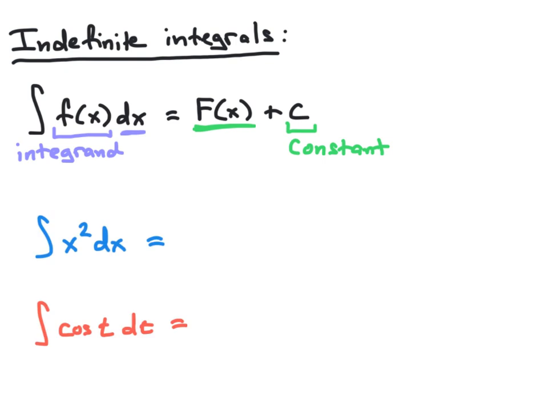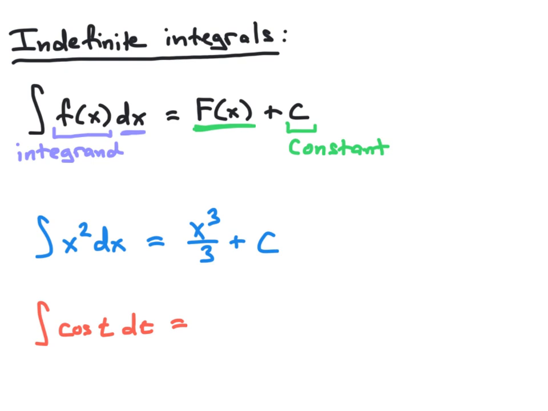So for a couple quick examples, we can consider the same two functions that we found antiderivatives for on the previous slide. If we want to find the indefinite integral of x squared dx, we simply find an antiderivative of x squared, and as we've previously seen, x cubed over 3 will work. And then we add an arbitrary constant c to that function to obtain our collection of all antiderivatives, or the indefinite integral of our function x squared.